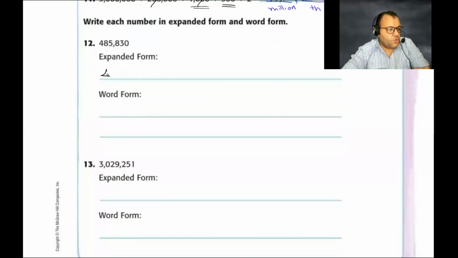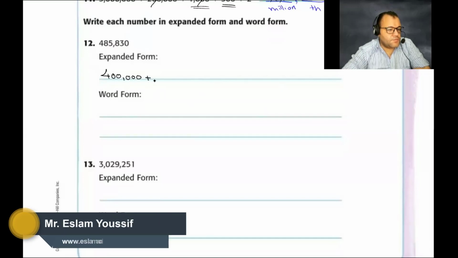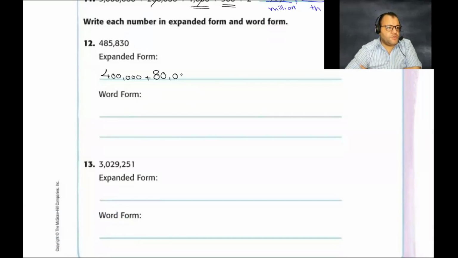400,000 plus 80,000 plus 5,000 plus 800 plus 30. So I need another one to solve this one with me in word form.